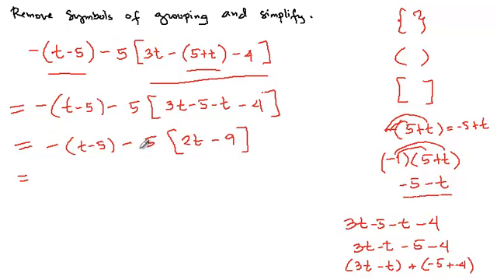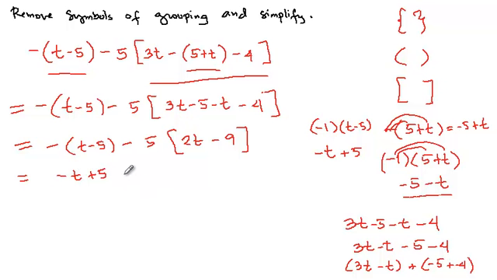Then the next step is to remove this grouping. First let's remove this. Minus t minus 5 means negative 1 times t minus 5. And how do you solve that? Negative 1 times t is negative t. Negative 1 times negative 5 is positive 5. So right here, negative t plus 5. Take note that the negative must be distributed to both t and 5. So, negative t plus 5.